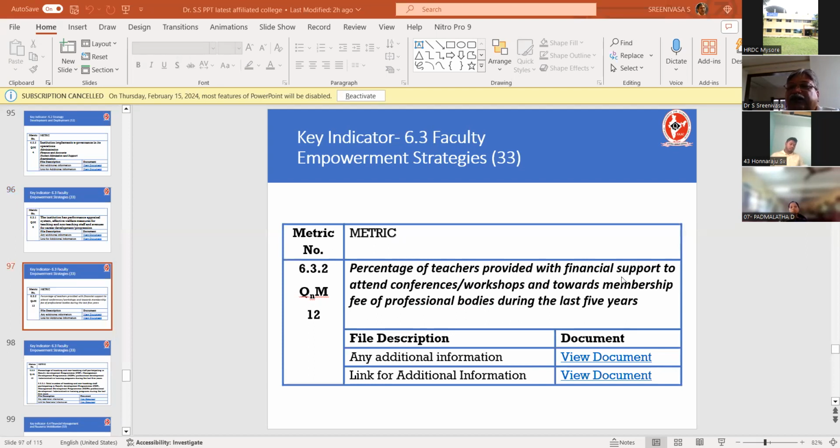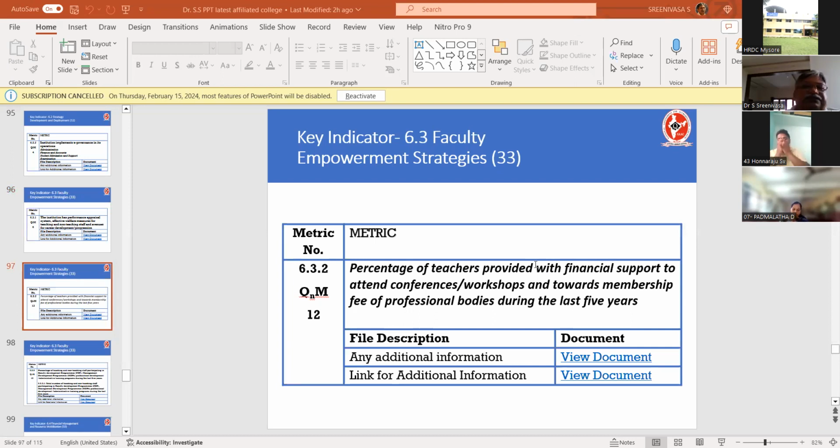Percentage of teachers provided with financial support to attend conferences. This is one of the policy documents that should be there. The first thing is a policy document: whether you are giving financial assistance to the teachers or not, how many teachers will be given support in a year, how many conferences they can attend, for how many conferences you will be giving the money, whether national or international, and in 5 years, how many teachers have been given financial support.